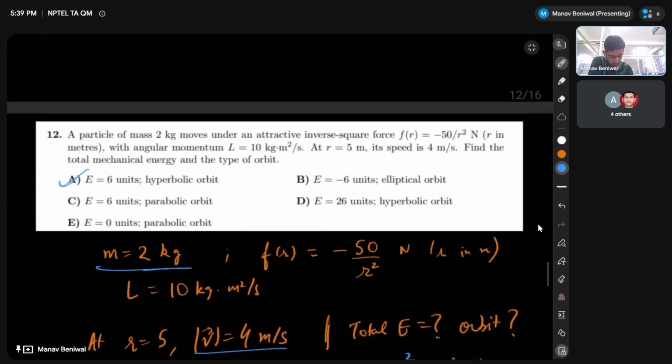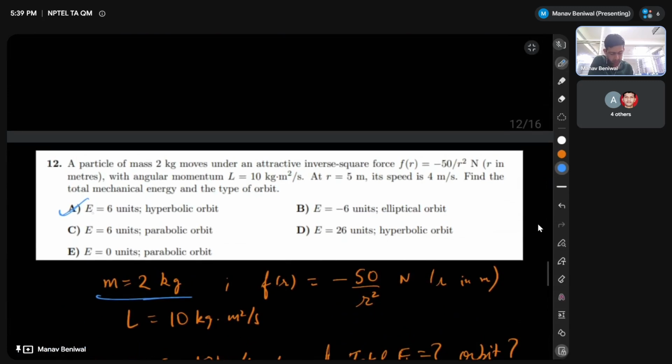Okay, and so here, coming back to our problem, because E is greater than 0, therefore the orbit is hyperbolic. It is not a bound orbit. It is like an open orbit. So it's like a hyperbola. So energy has to be negative, right? If it is negative, then it would have been a bound orbit. So right now it is like an open orbit. Okay. Is that clear?